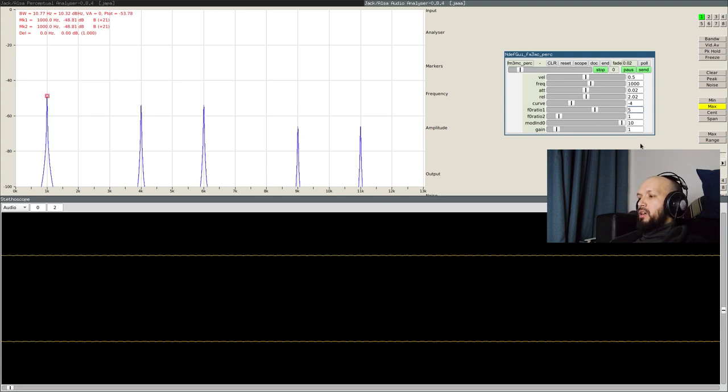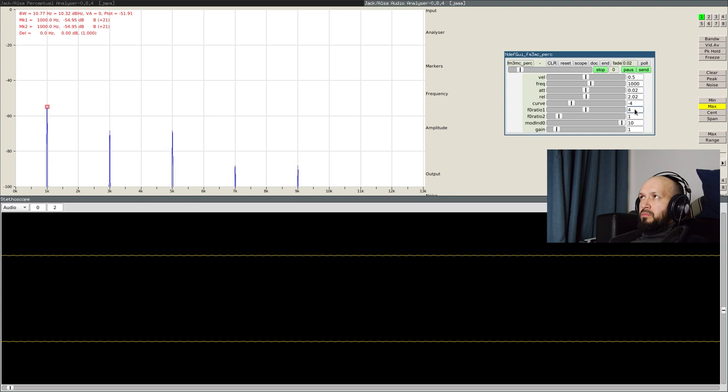So we see, with the increase of the ratio, the gaps between the harmonics become bigger and bigger, yeah? And that's one of the aspects.